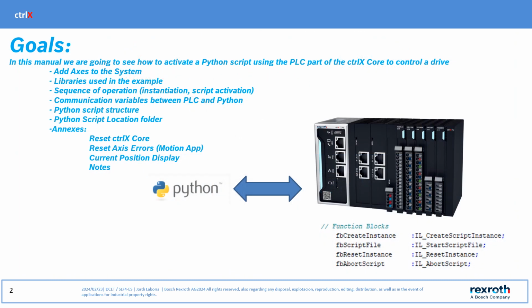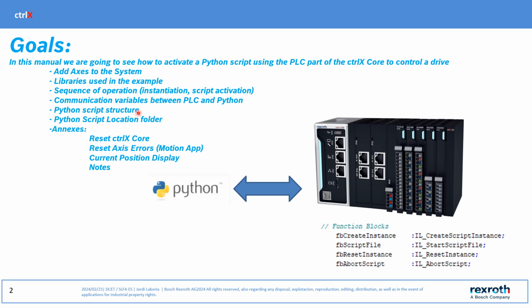Goals in this tutorial: adding axis in the CtrlX core system, libraries used in the example, sequence of operation, which will allow us to create the instance, activate the script and other options. Communication variables between the PLC and the Python script.